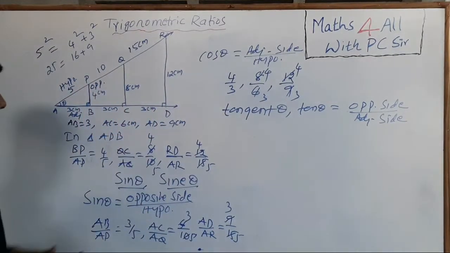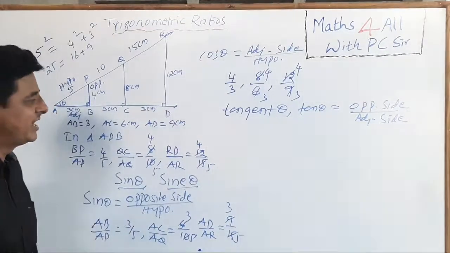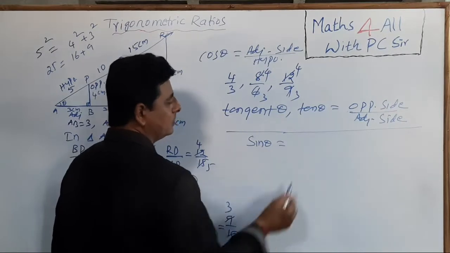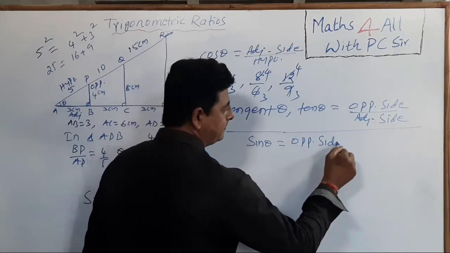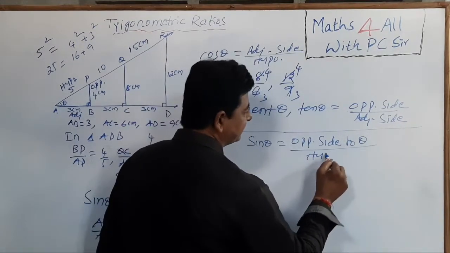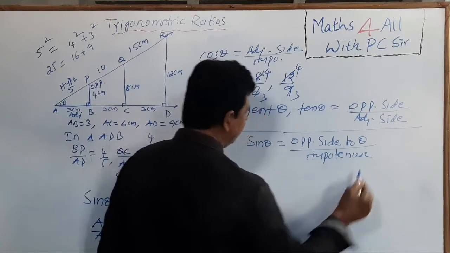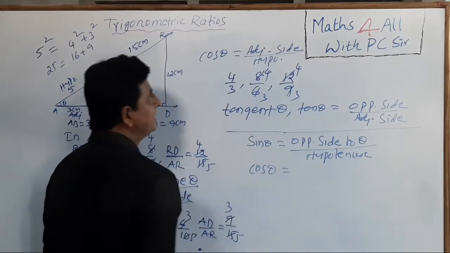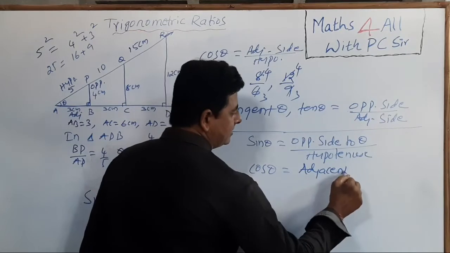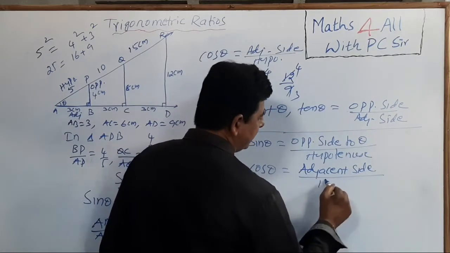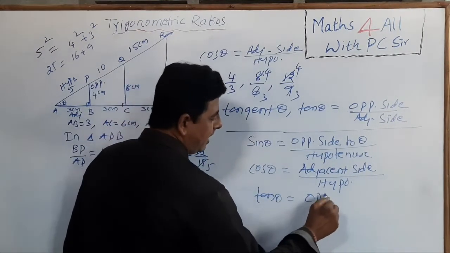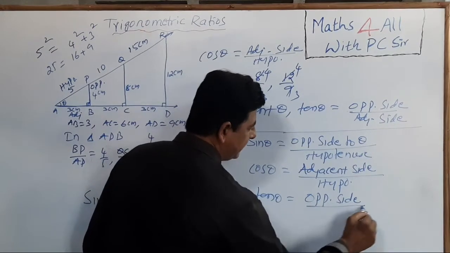Okay? And next, the remaining are the reciprocals of these three ratios. Just we can once again write all the ratios. Let us see. Sin theta is equal to opposite side to theta by hypotenuse. And cos theta, or cosine theta, that is adjacent side by hypotenuse. And the third one, tan theta is equal to opposite side by adjacent side.